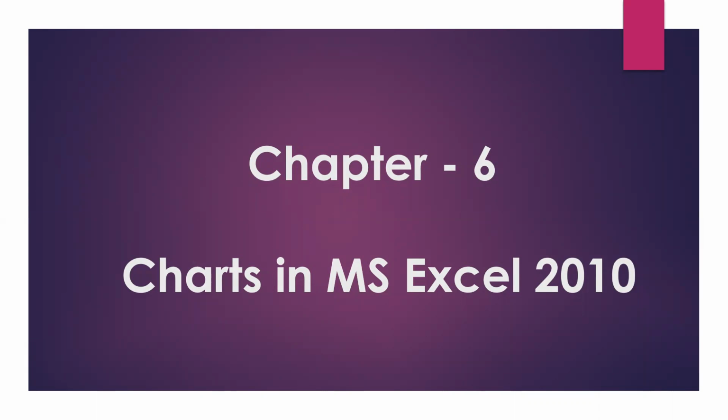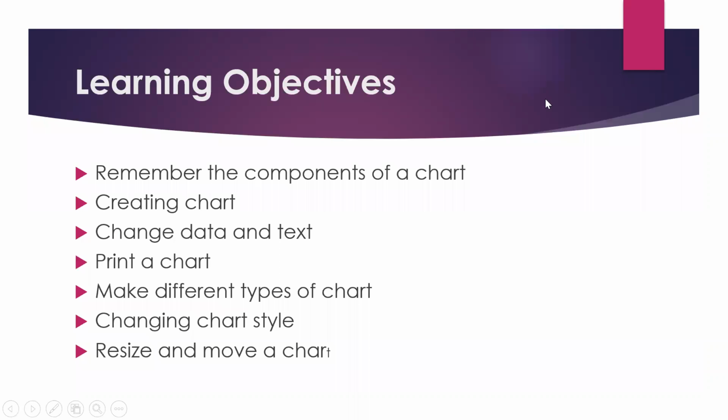Today, we are going to see the topic about Chapter 60 Charts in Microsoft Excel 2010. 2010 means what? Version of the software. First, let us see what are the learning objectives in this lesson. The components of a chart. Components means for what? Parts.